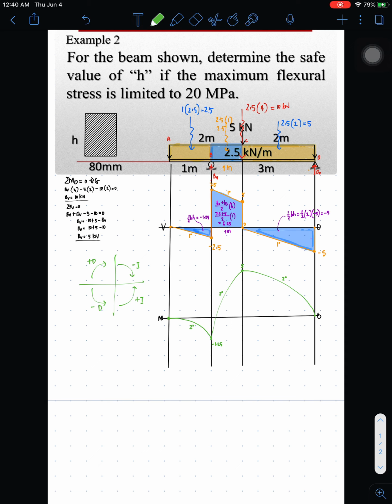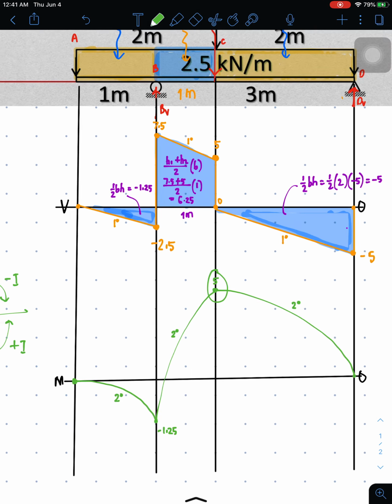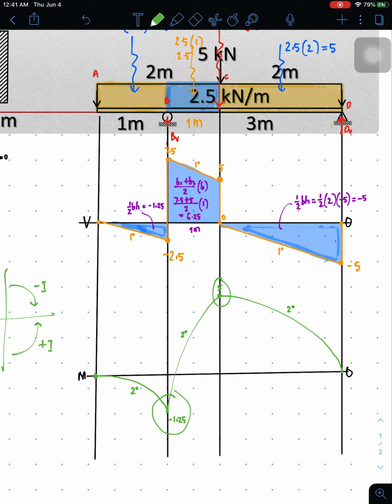So right now, we're tasked to solve for the H if the maximum flexure is limited to 20 MPa. Okay, so whenever we say maximum flexure, we have to always bear in mind, class, that we don't only consider the positive moment, but also the negative moment, if there is any. Again, the positive moment has a different effect from the negative moment.